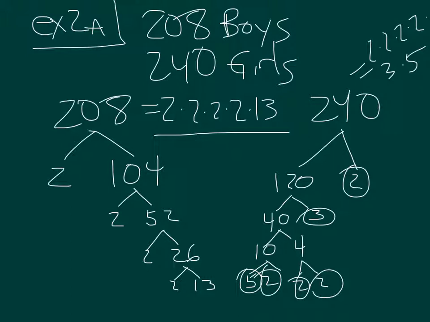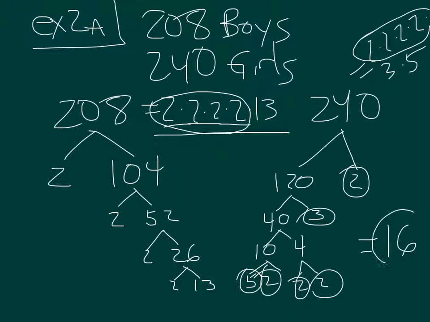So what do they have in common? They both have 4 2's in common. So what is 2 times 2 times 2 times 2? Should be 16. So the greatest number of teams that can be formed so that there's the same amount of boys and girls would be 16 teams.